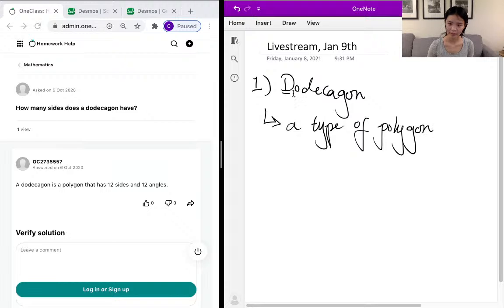dodeca means 12 in Greek. And a dodecagon is just very straightforward. It's a type of polygon that has 12 sides. So it's just a polygon that has 12 sides.